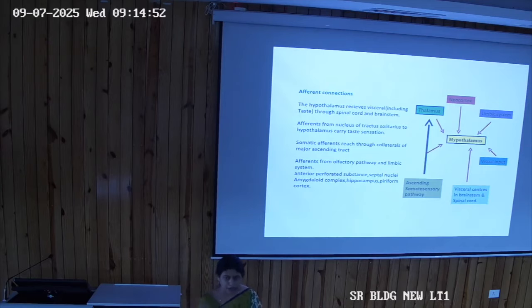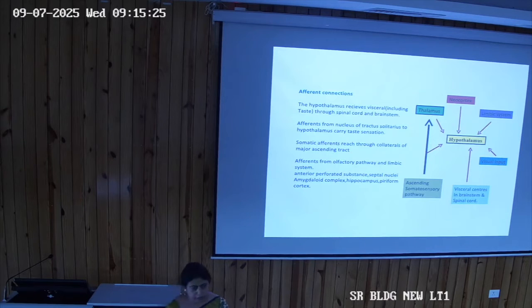So the afferent information is coming from various sources. If it is coming from the hypothalamus, it receives visceral information, including taste through the spinal cord and brainstem. Afferents from NTS to the hypothalamus carry taste sensations. Somatic afferents carry other different sensations. So these are the different structures. The limbic system carries another information that is responsible for memory, emotion, and behavior.